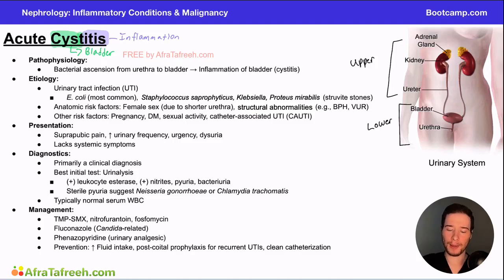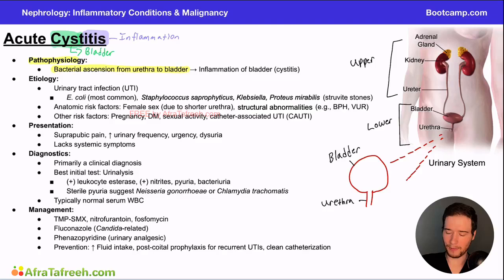Now, when we talk about the pathophysiology here, the idea is that bacteria ascend from the urethra to the bladder. That is to say, if we have little bacteria that make their way into the urethra, they can climb and get into the bladder, and then they can colonize the bladder as well. And that's what we mean when we say we have acute bacterial cystitis. We're referring to bacteria that has gotten into the bladder itself and ultimately caused inflammation of the bladder, or cystitis, which we talked about. Now, the primary etiology of this is most commonly a urinary tract infection.